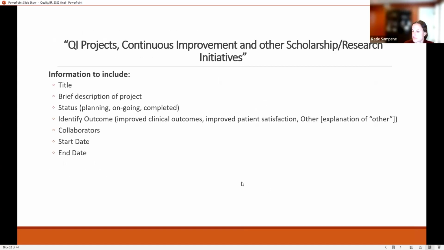This is what you would include when you're putting something in so that data will populate into your faculty success CV and be accessible for the reasons just mentioned.